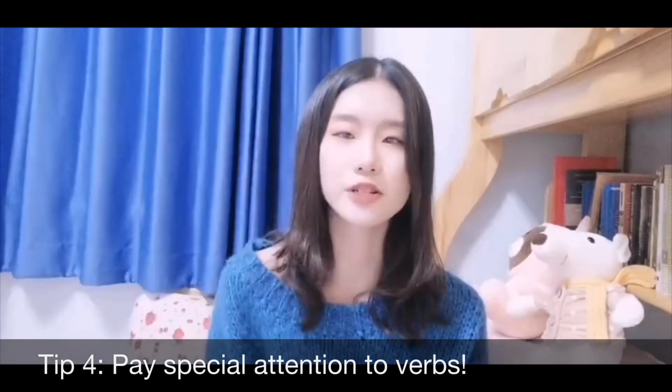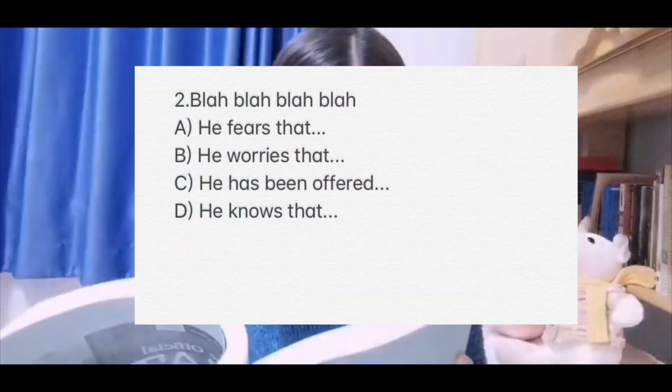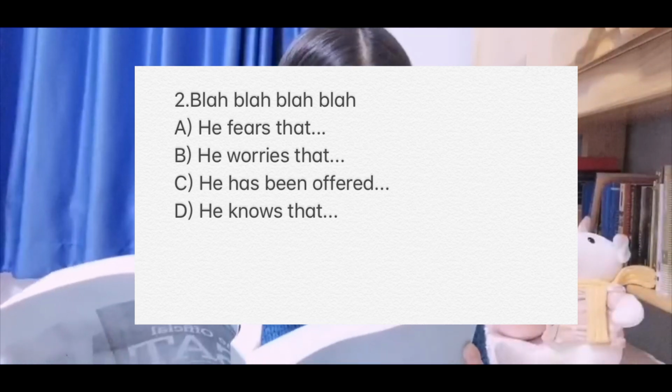So the questions are actually designed to help you understand the passage while you reread it. Tip number 4, pay special attention to the verbs. So what kind of verbs am I talking about here? Actually this goes with the method of exclusion, because while excluding all the wrong choices, crossing them off your list, you actually have to pay special attention to the verbs at the beginning of each answer choice. For example, he fears that, he worries that, he has been offered, or he knows that. This is just an example.